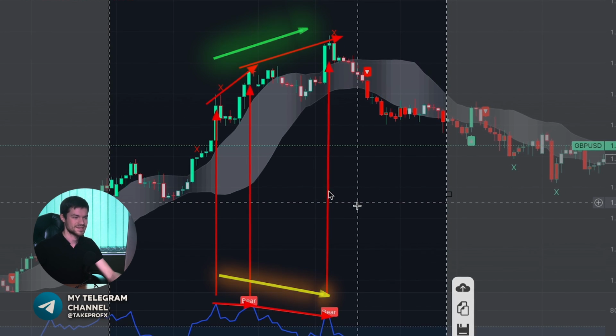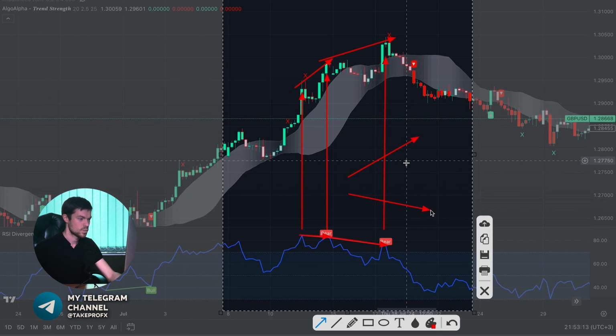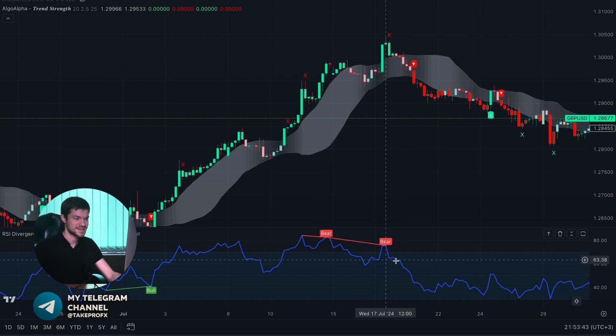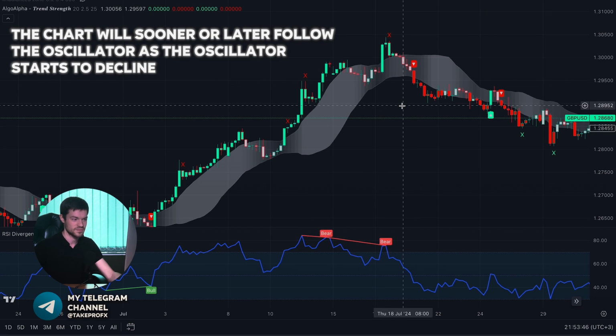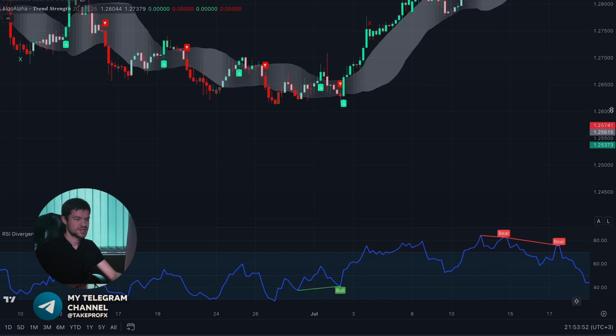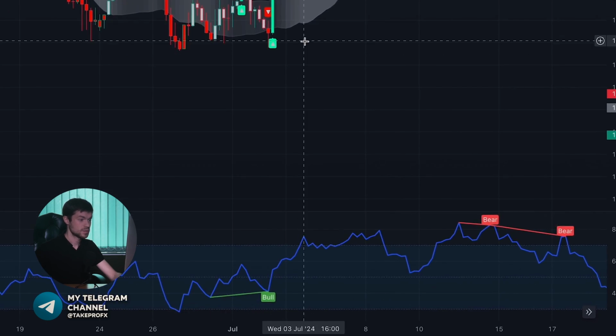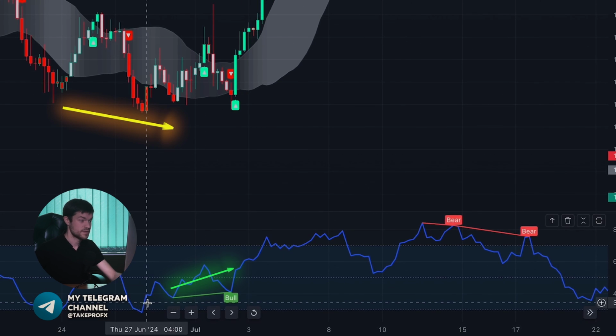And since the chart is growing and RSI is falling, we get a divergence, and the chart sooner or later follows the oscillator. As the oscillator starts to decline, the chart will also decline. Absolutely similar situation with the future divergence. Here the chart is falling, but the oscillator, on the contrary, is growing, so we have a divergence signal.